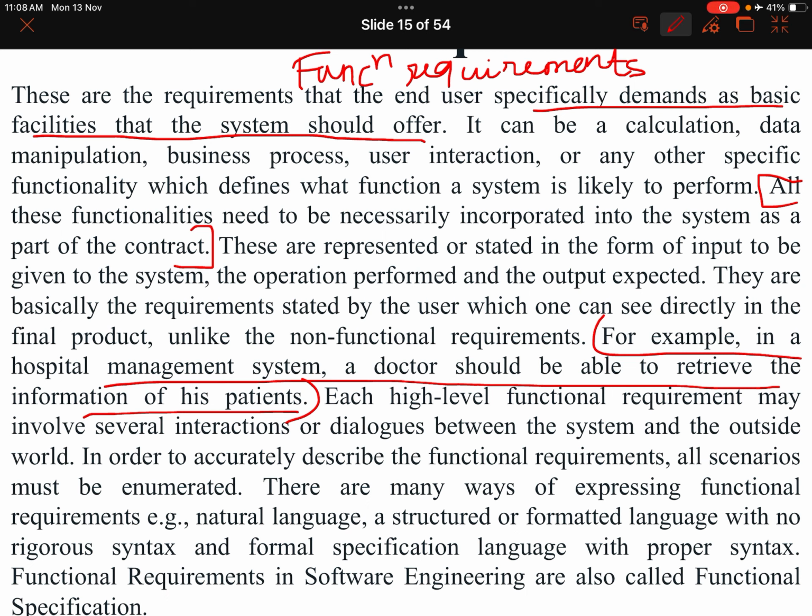Each high-level functional requirement may involve several interactions or dialogues between the system and the outside world. In order to accurately describe the functional requirements, all scenarios must be enumerated. There are many ways of expressing functional requirements, for example natural language, a structured or formatted language with no rigorous syntax, and formal specification language with proper syntax. Functional requirements in software engineering are also called functional specifications.